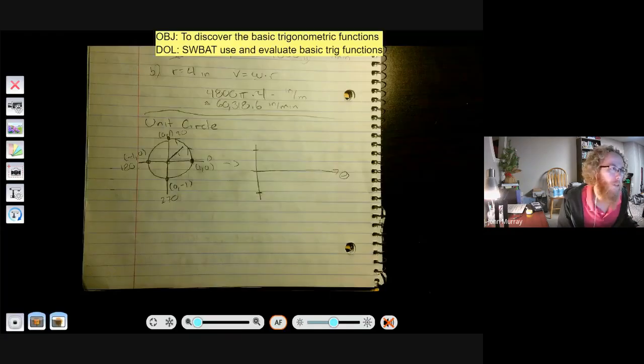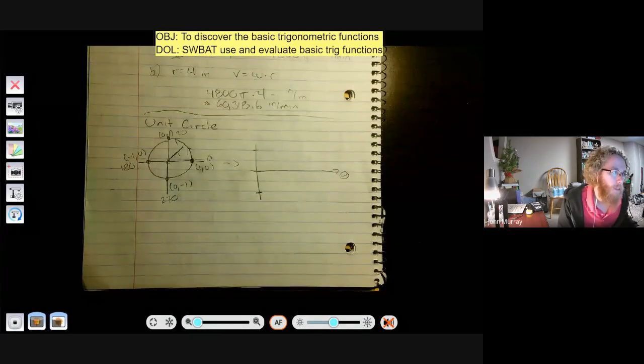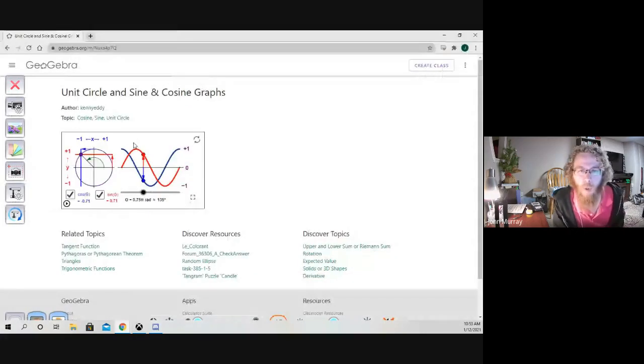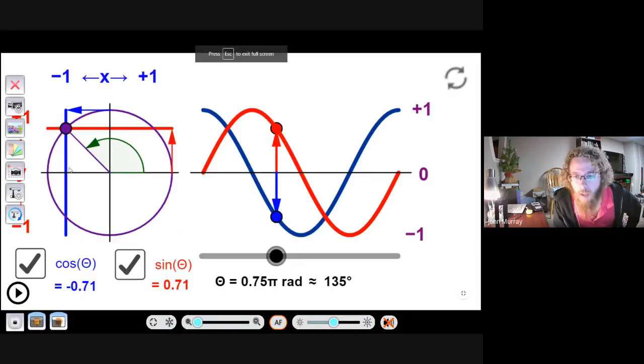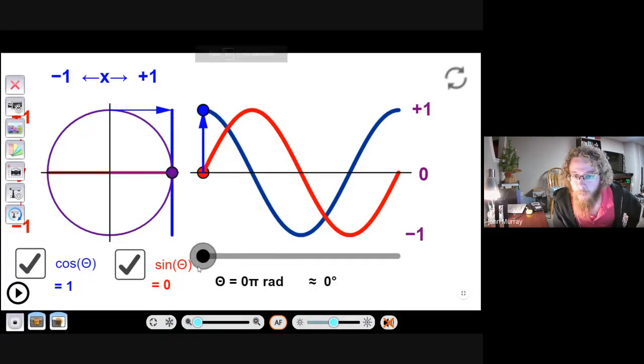Let me see, there was one other thing I had. Okay, so this kind of shows both happening at once. So there's a lot going on here, so I didn't want to show you this right away. Again, the red here is my sine function. The blue is my cosine function, as you can see here. So I'll put this up as well. This is a little more in-depth.